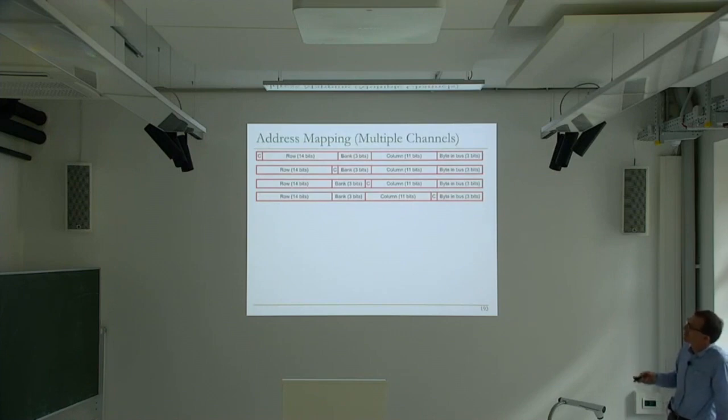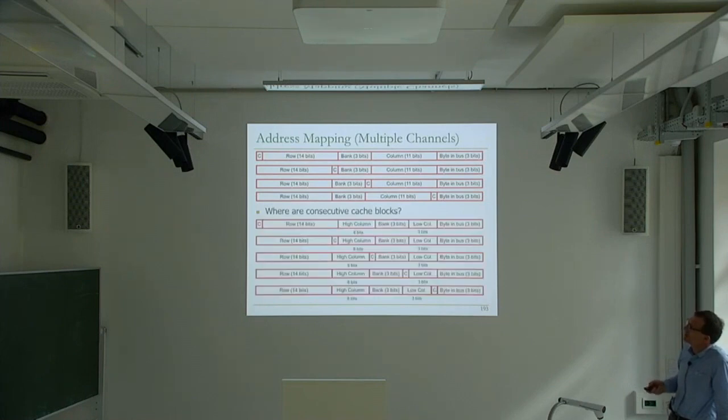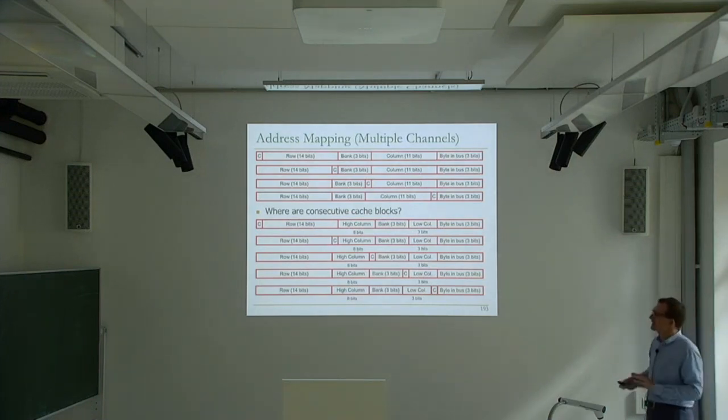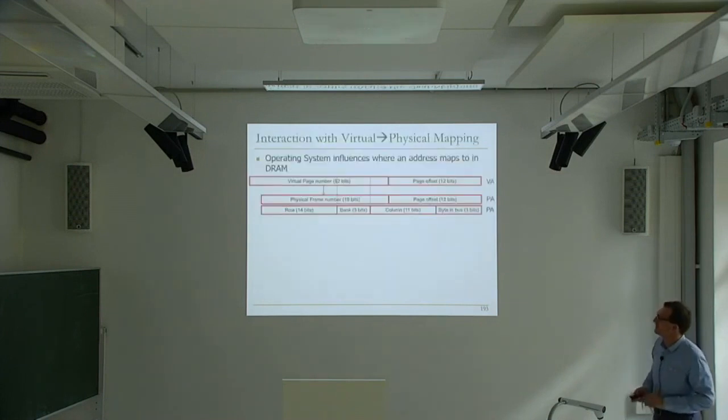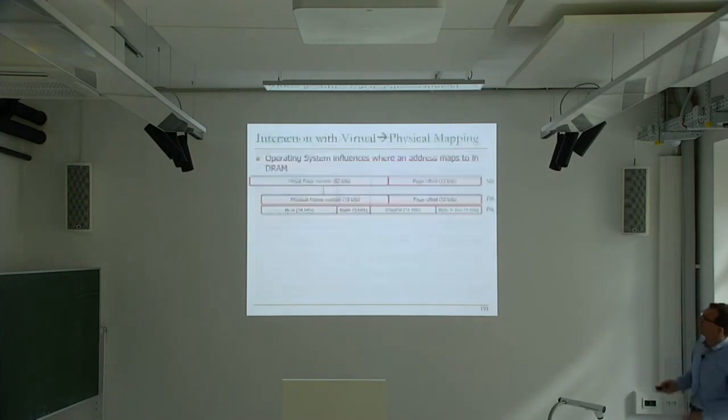Usually people do cache block interleaving, but where your consecutive cache blocks go depends on where you put the channel bit, clearly. Again, this is something you can have fun with. This problem becomes pretty complex if you want to optimize for bank conflicts. One thing that I will talk about briefly is there's interaction with virtual to physical mapping.